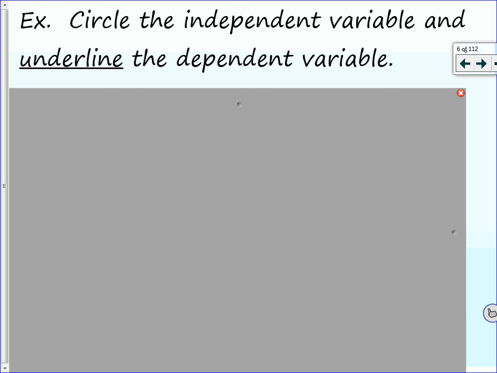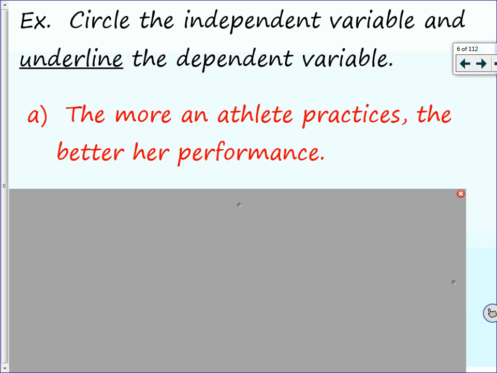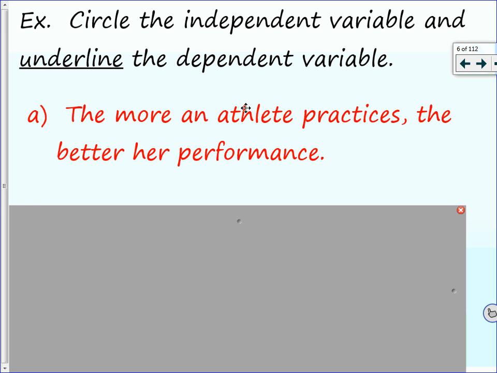So we're going to circle the independent variable and underline the dependent variable. So the more an athlete practices, the better her performance. Which is the dependent variable and which is the independent variable? Does the practices depend on her performance? Or does her performance depend on her practices?